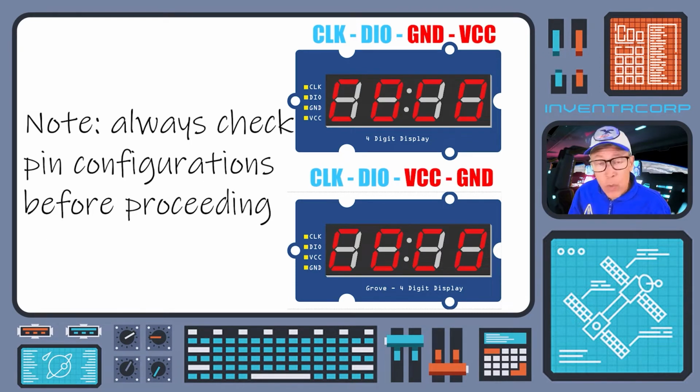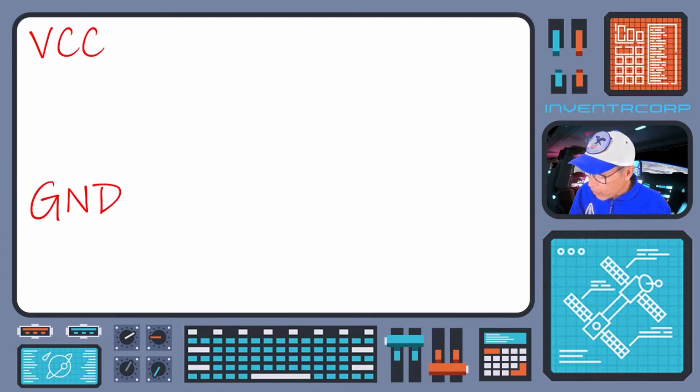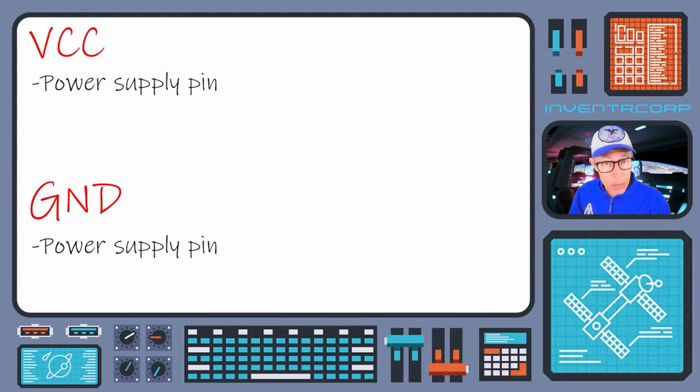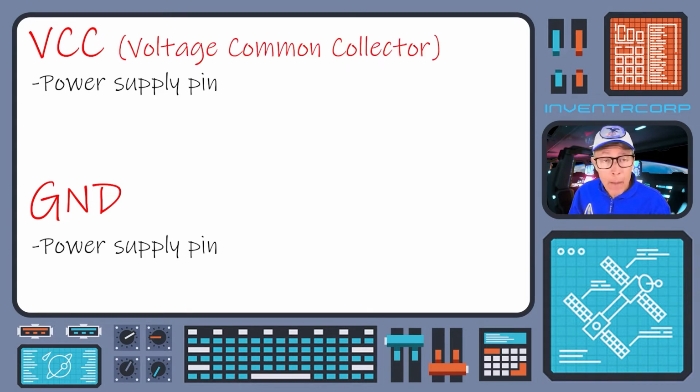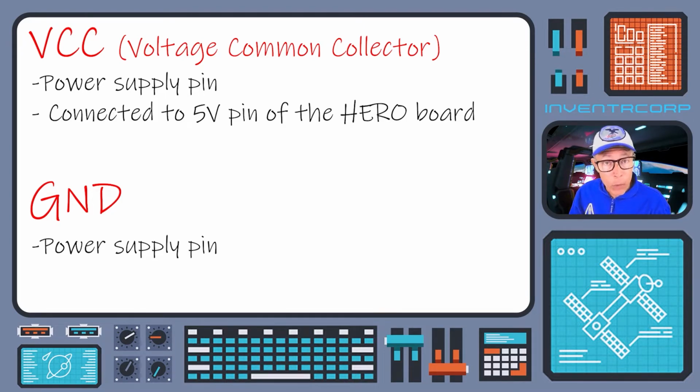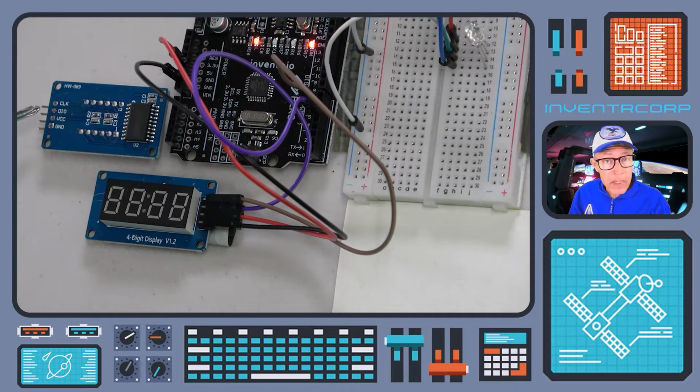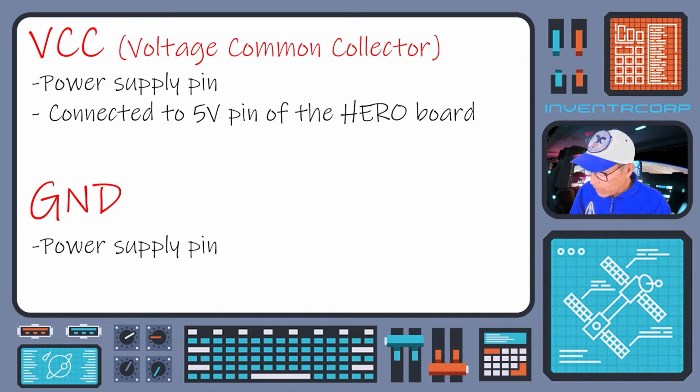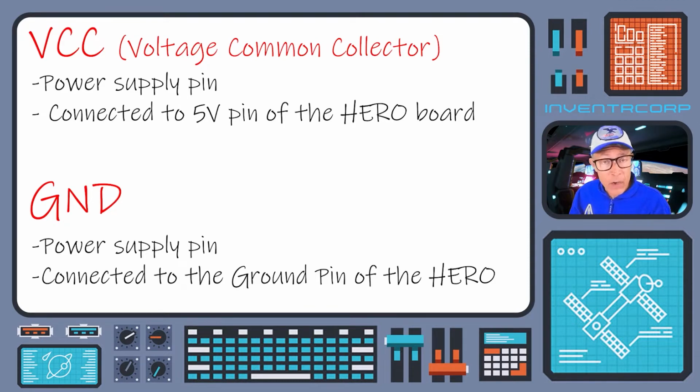So the easiest ones to explain are VCC and ground because those are just the power supply that provide the energy to operate our display. VCC, for historical reasons, just stands for voltage common collector. All you really need to know is that's going to be our plus 5 volts power supply to the display. And we'll connect to that from the 5-volt supply pin on our hero. And corresponding to that, the negative side is just ground, and we'll connect that to ground on the hero as well.